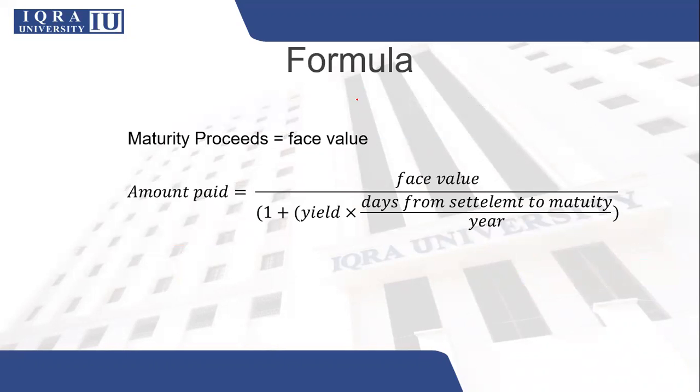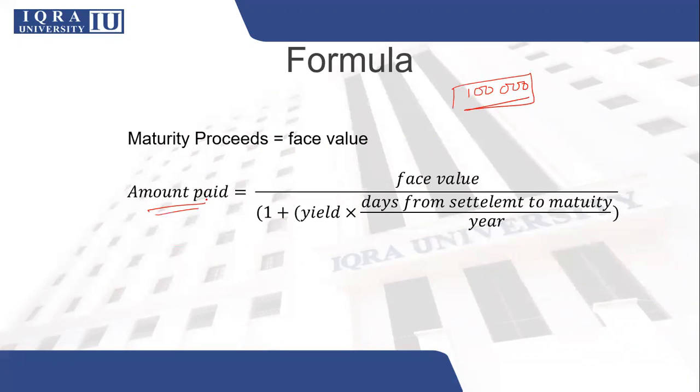Now, this is the formula for it. The maturity proceeds is the face value. In a discount instrument, at the end of the tenure of that commercial paper, you're going to get the face value. For example, if the face value is 100,000, when the commercial paper matures, when it ends, you will get 100,000. These are the maturity proceeds.